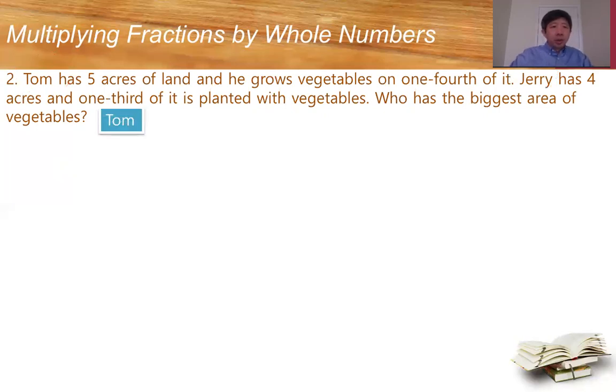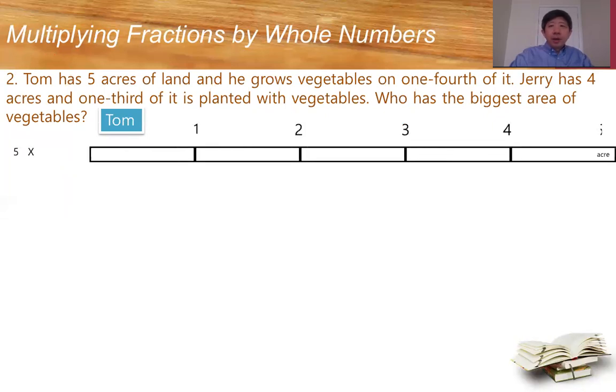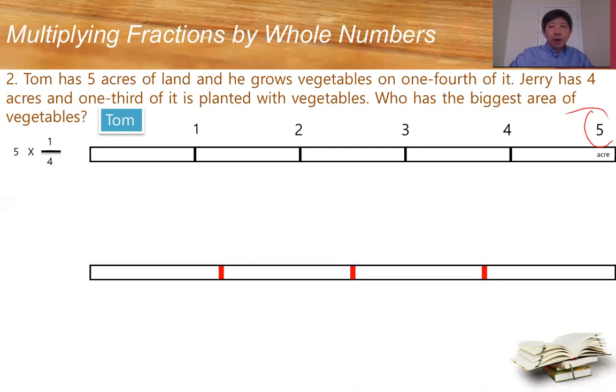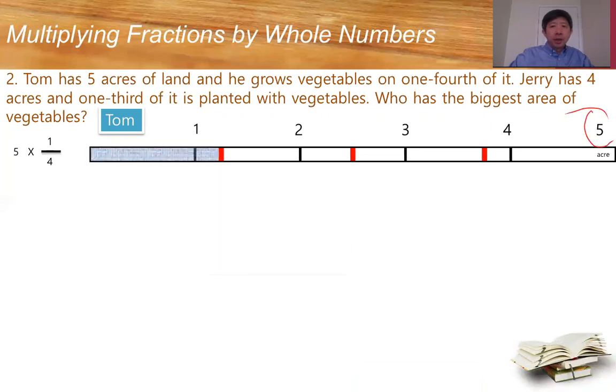So let's take a look at Tom. This is 5 acres, right? But Tom only grows vegetables on how much? 1/4. So 1/4 of 5 acres, all right? So this is 1/4, 2/4, 3/4, and 4/4, right? So we only take 1/4 of this. 1/4 of this is what Tom grows vegetables on.